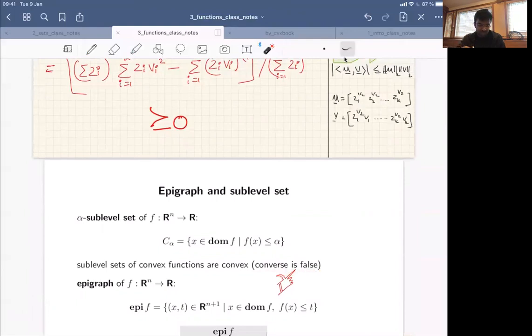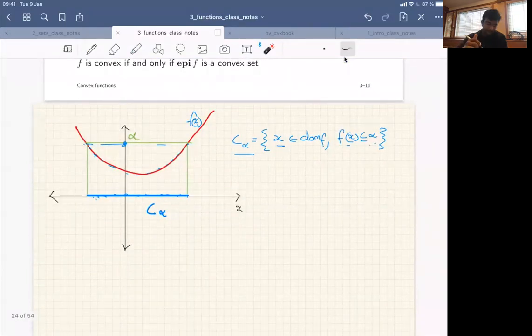Can you say an example? The sublevel set is convex, but it is not a convex function, that's correct, I guess. You take x cube from minus 1 to 1, and pick any sublevel set, and the less than 1 will be a convex set. That's correct.